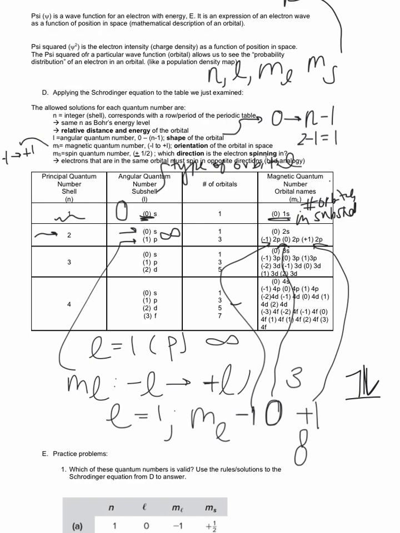So for d, d is our angular quantum number of 2.